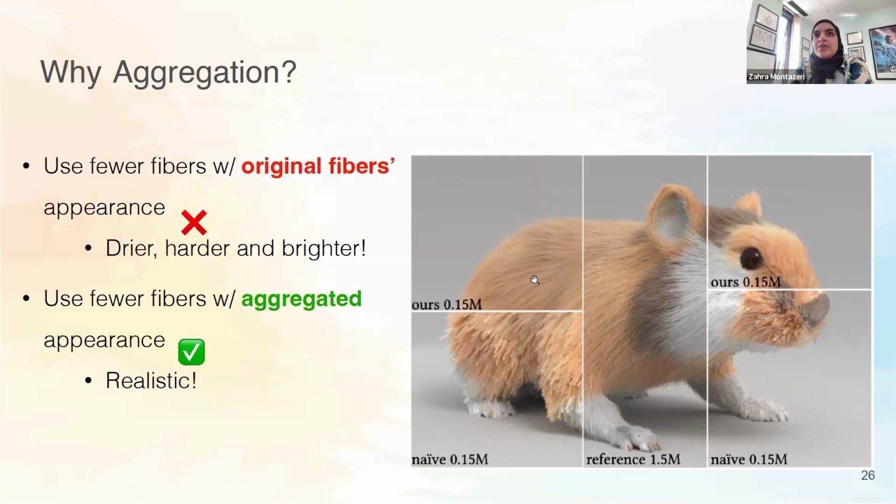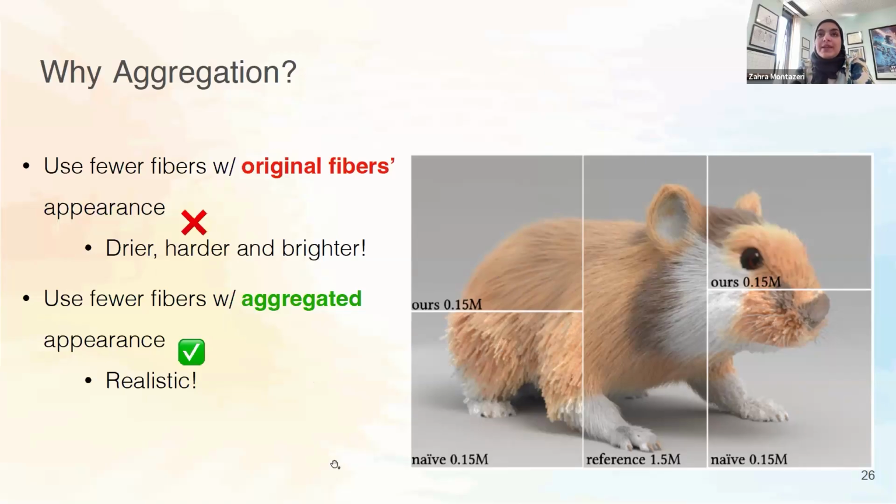So this one on the top right is the aggregated model, and the top left is when we do the aggregation but just average out. So if we just average out the original fibers, they look drier, harder, and brighter. But if we aggregate them, as in this corner, we get a realistic look.